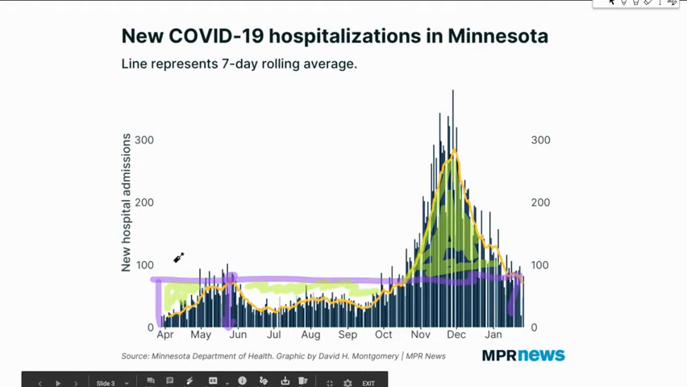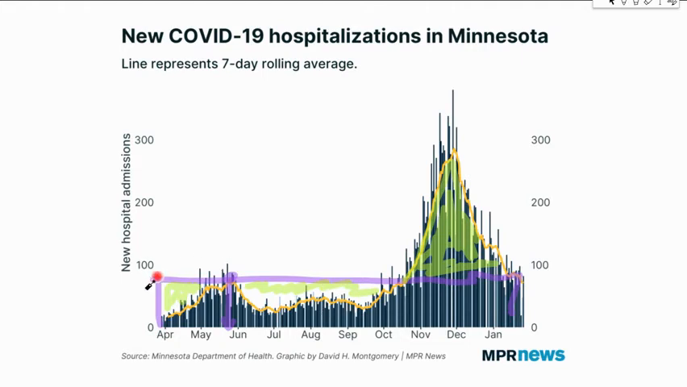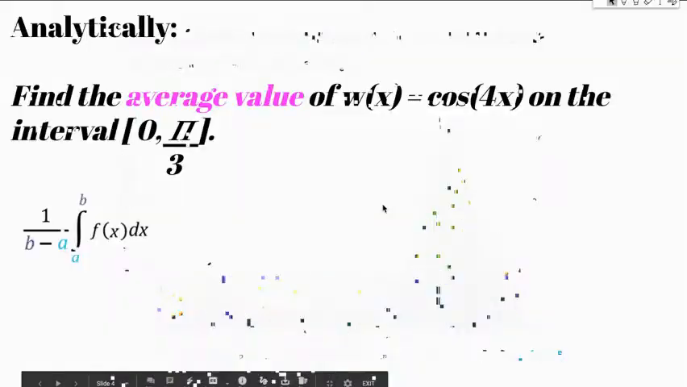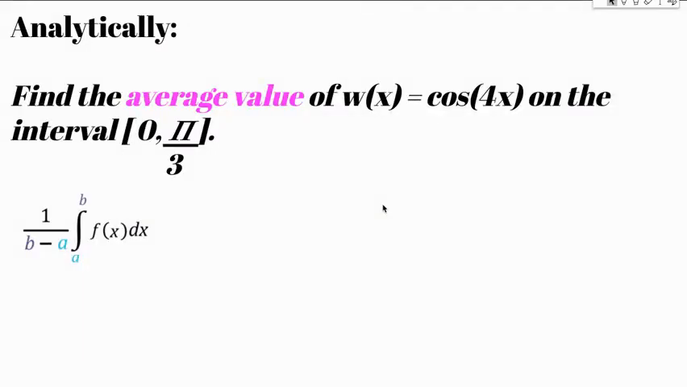Okay, so that's what the average value is. It's the height of that rectangle that makes its area the same as the area under the curve. Let's look at 3 examples of finding the average value.